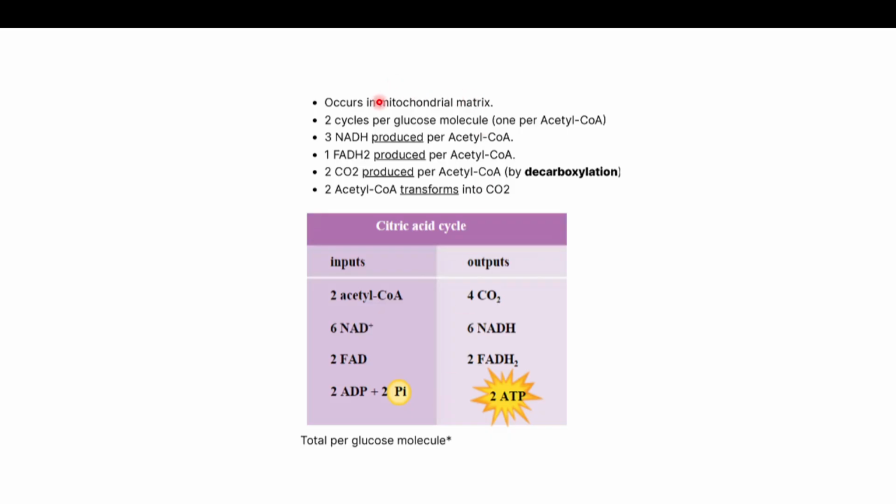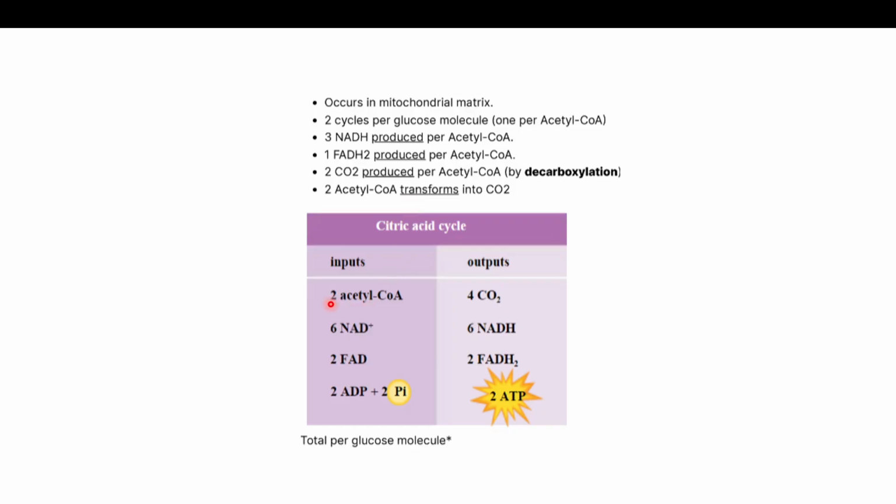So when we talk about the TCA cycle, it is occurring in the mitochondrial matrix. There are 2 cycles per glucose molecule, because one pyruvate gives one acetyl coenzyme A, and there are 2 molecules of pyruvate that we get from glycolysis. So for one glucose molecule, there are 2 cycles of the Krebs or citric acid or TCA cycle. We get in total 3 NADH molecules and one FADH2 molecule from one acetyl coenzyme A, and 2 carbon dioxide molecules are released. Okay, and 2 acetyl coenzyme A transform into CO2.